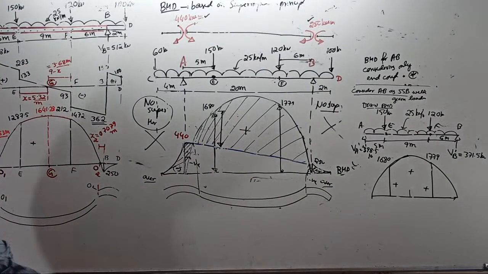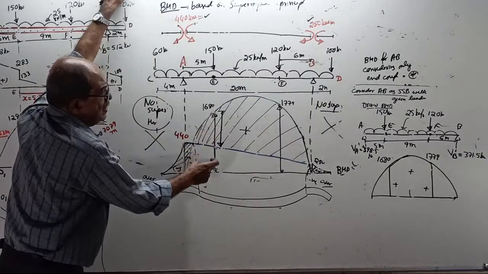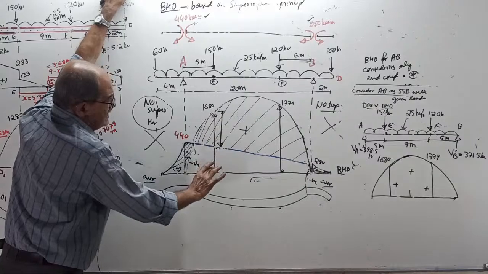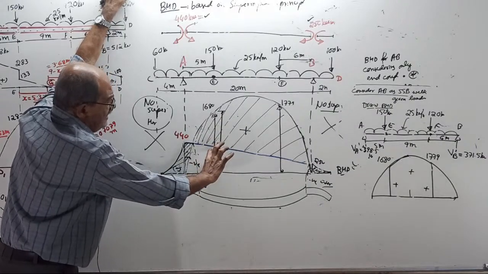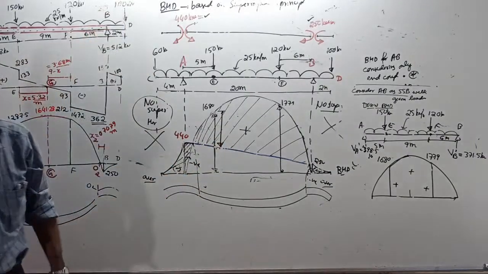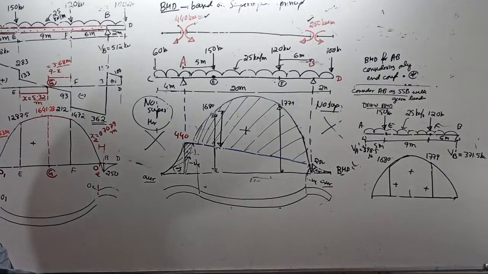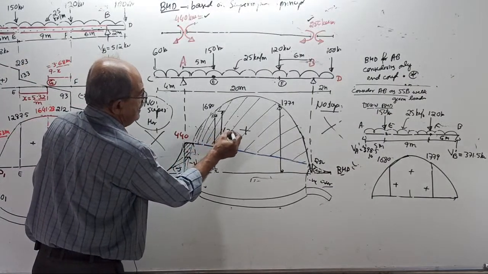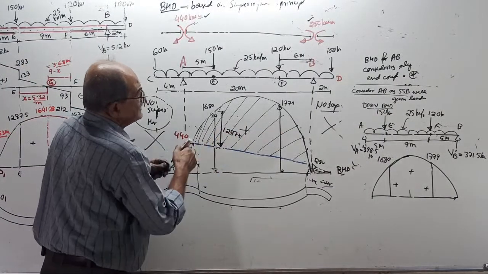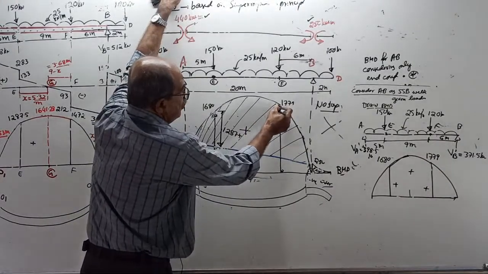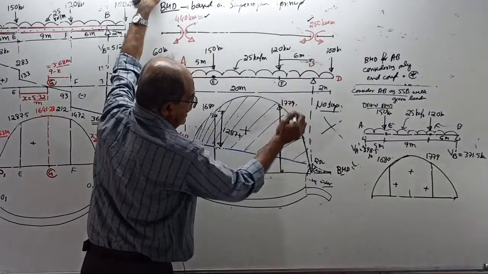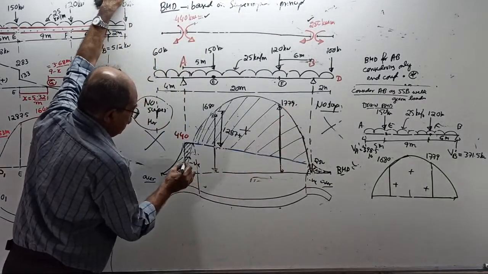Subtract, buddy. This full is 1680, but this is negative cancelled. From 1680, subtract that intermediate value. 1287.5. How much did you get? 1287.5 is the answer. This full is 1779. Now, this is 440.